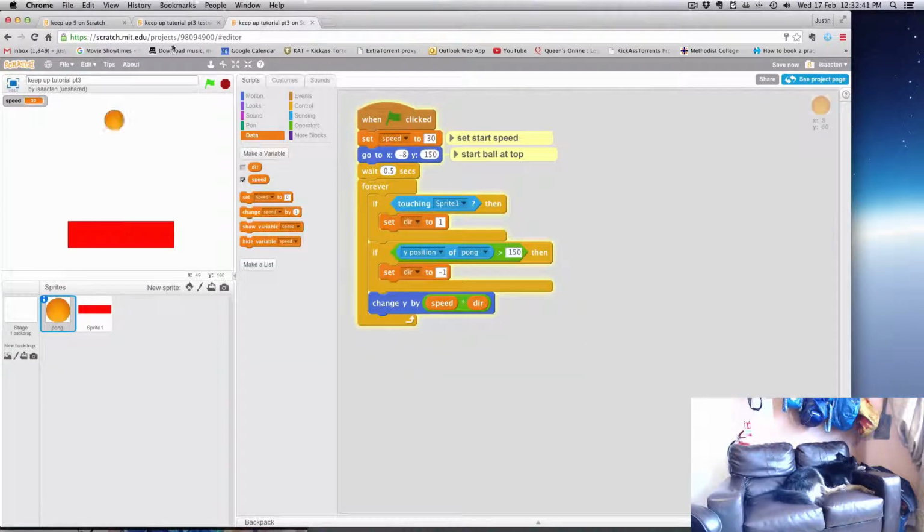Okay, so basically, remember we wanted the speed to change. You want to set that back down to something? Set it back down to 7. All right. So what we want to do is what I call normalize the ball position. What does that mean?